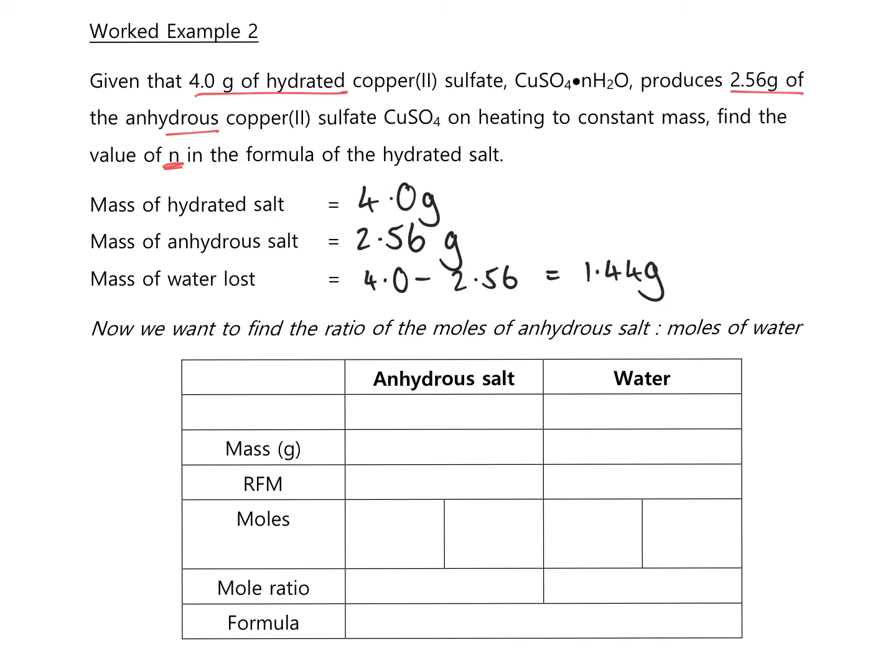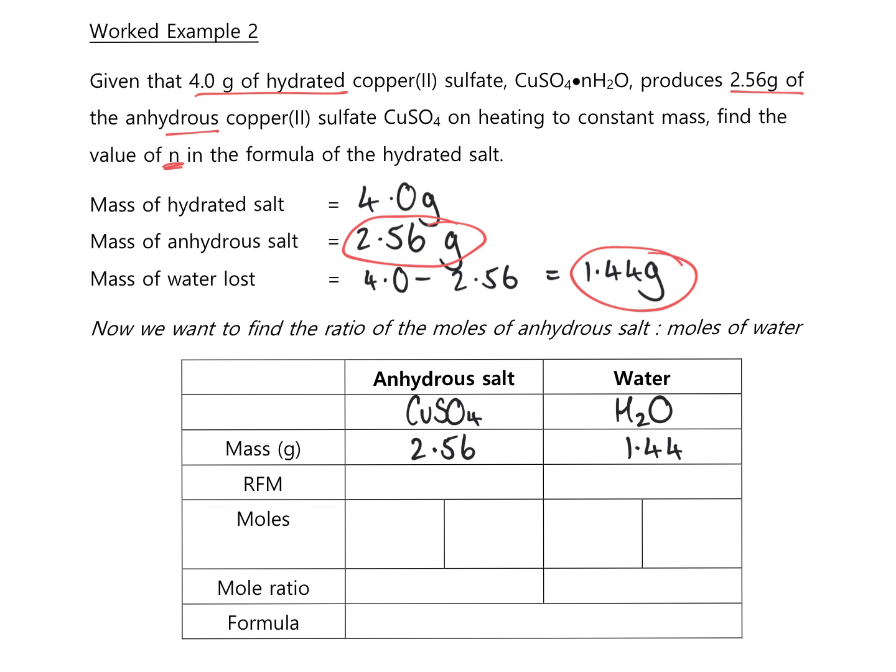And then the two values that we really need are the mass of the anhydrous and the mass of the water. Okay, so what is our anhydrous salt this time? It's copper sulfate, CuSO4. It's always a ratio of the anhydrous salt to the water, so that's H2O. So what is the mass of each? The mass of your anhydrous salt is 2.56. Make sure you use the right value there. The mass of water is 1.44 grams.